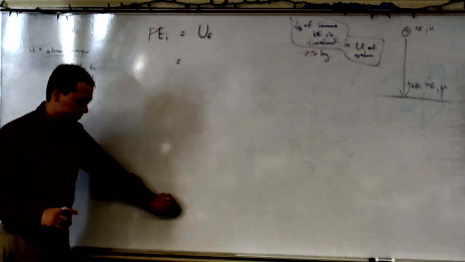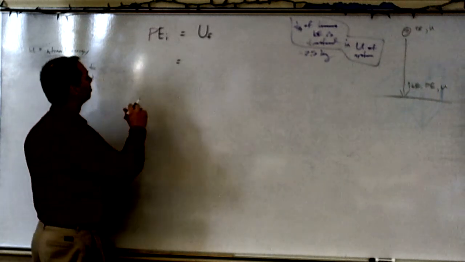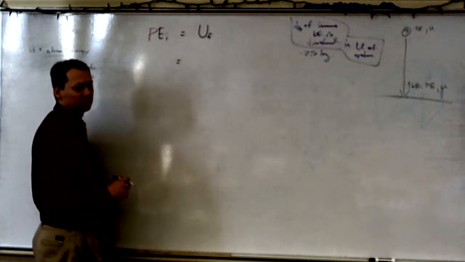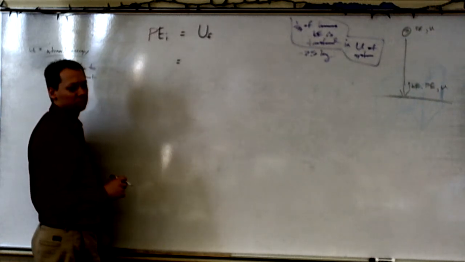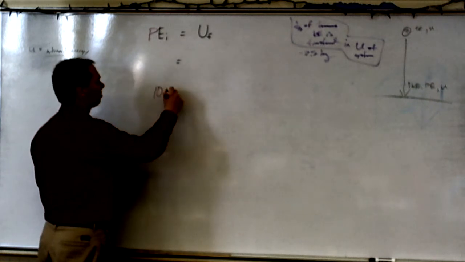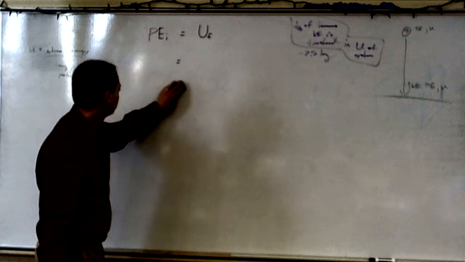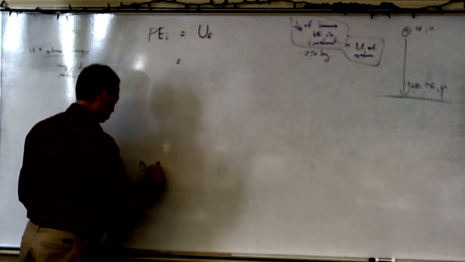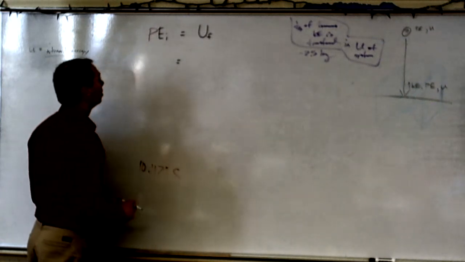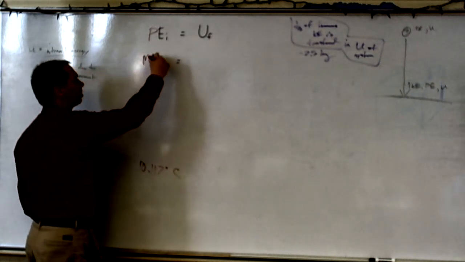10.117. What'd you say? 10.117. Celsius degrees? Yes, the final temperature, 10.117 degrees Celsius. Okay, how'd you get that, Sue? Is it what you got? Nope. Okay. Well, how do you do this? MGH.